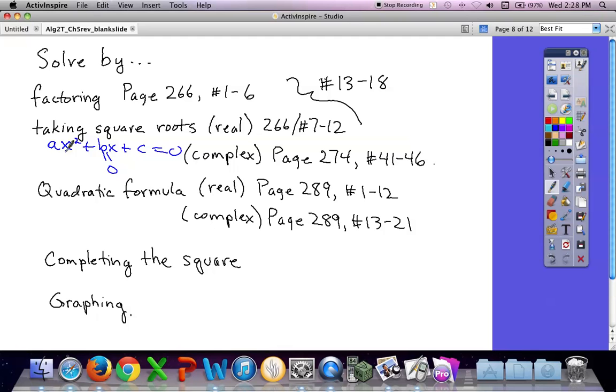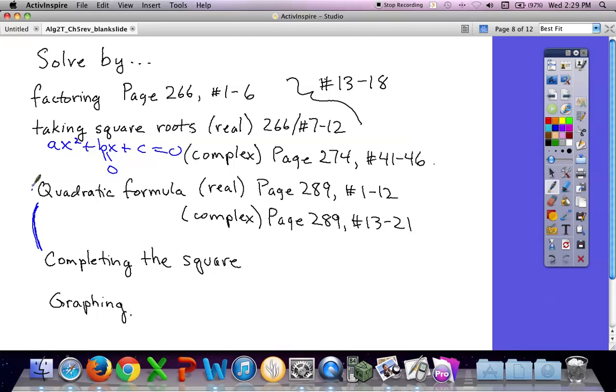For completing the square, we didn't do any homework on using completing the square to solve an equation. I showed some, but we didn't actually assign homework for that. What did we learn about the relationship between these two? Yeah, you derive the quadratic formula by completing the square, which means these two are essentially the same thing. Which means if the quadratic formula works for any kind of quadratic equation, so does completing the square. Right? All the rest of them have their limitations.